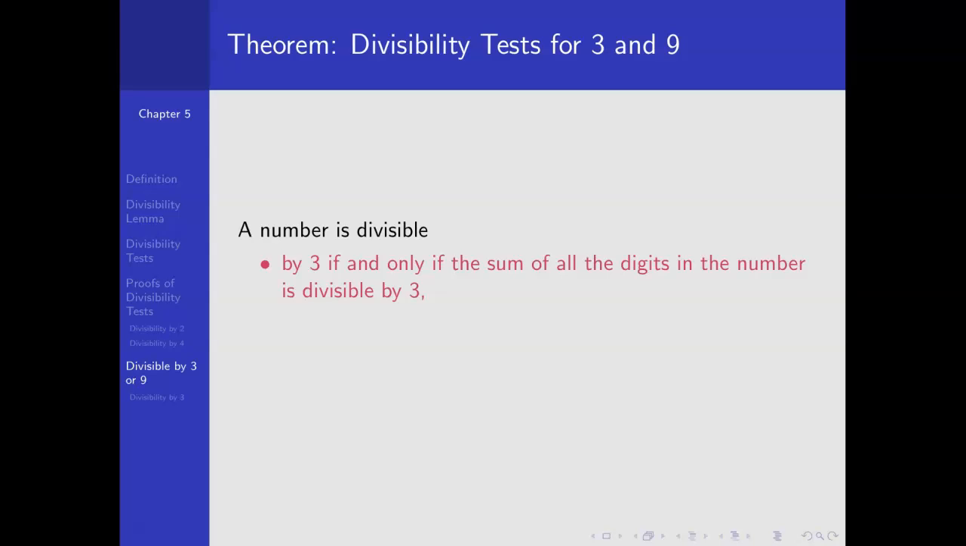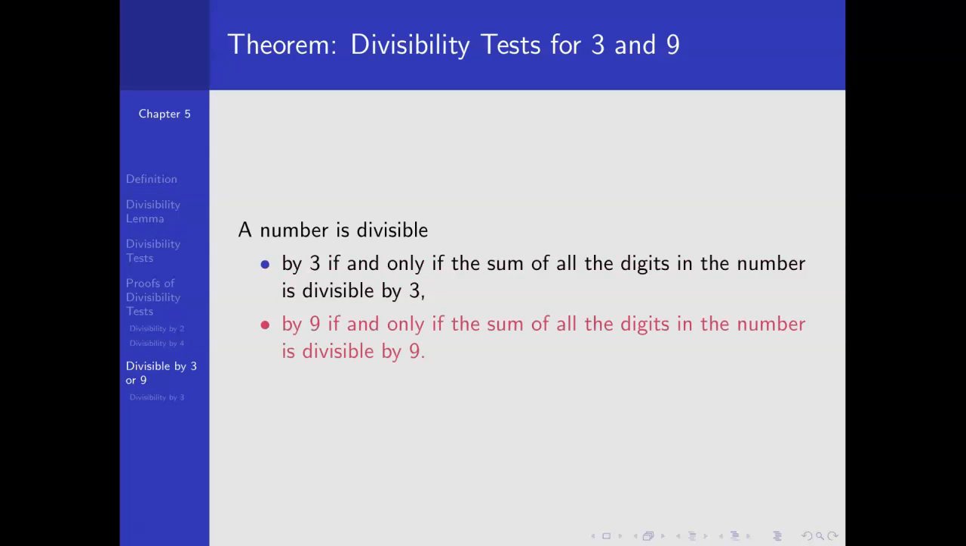Okay, now we get to the divisibility test for 3 and 9, which you guys have probably heard before. They're fun. I really like these, but they're sort of a different style than the other ones. A number is divisible by 3 if and only if the sum of all of the digits in the number is divisible by 3. And same thing for 9. A number is divisible by 9 if and only if the sum of all of the digits in the number is divisible by 9.